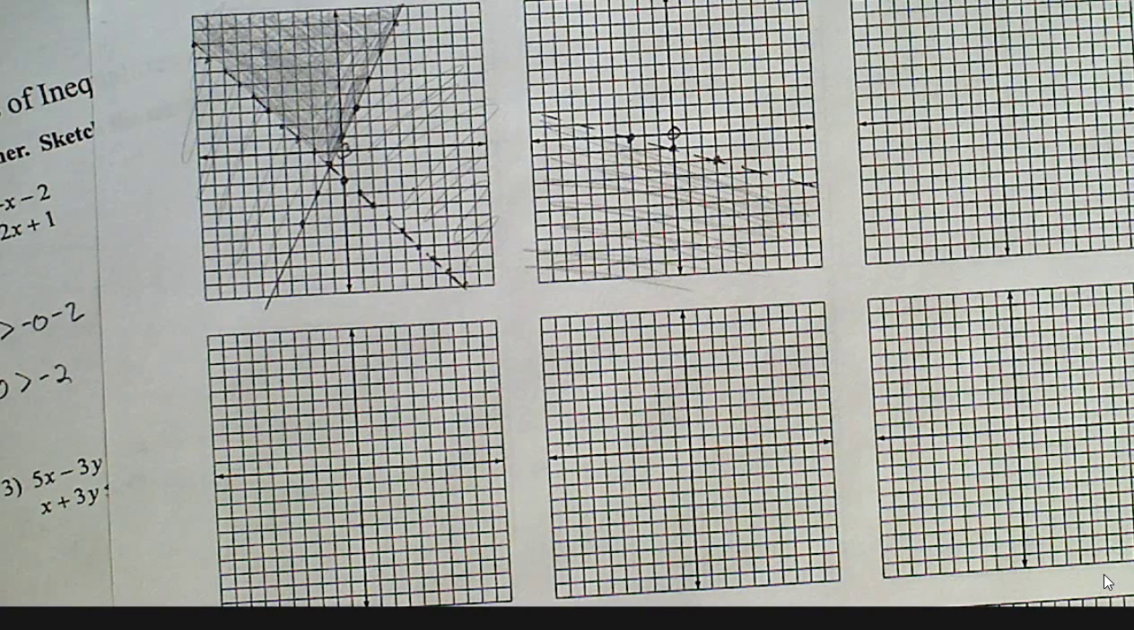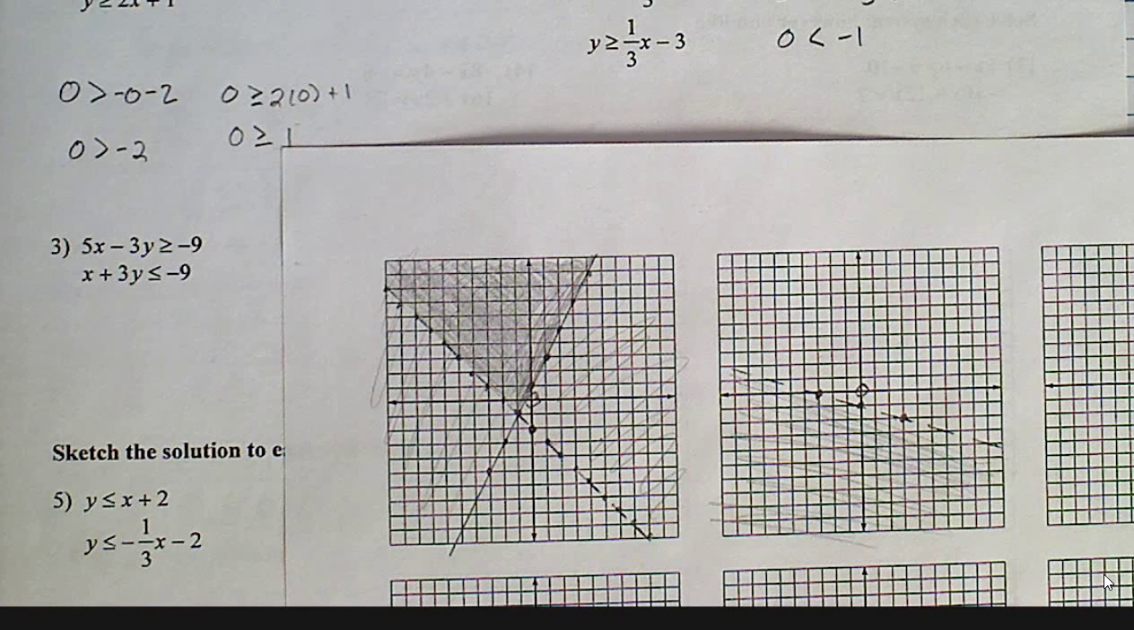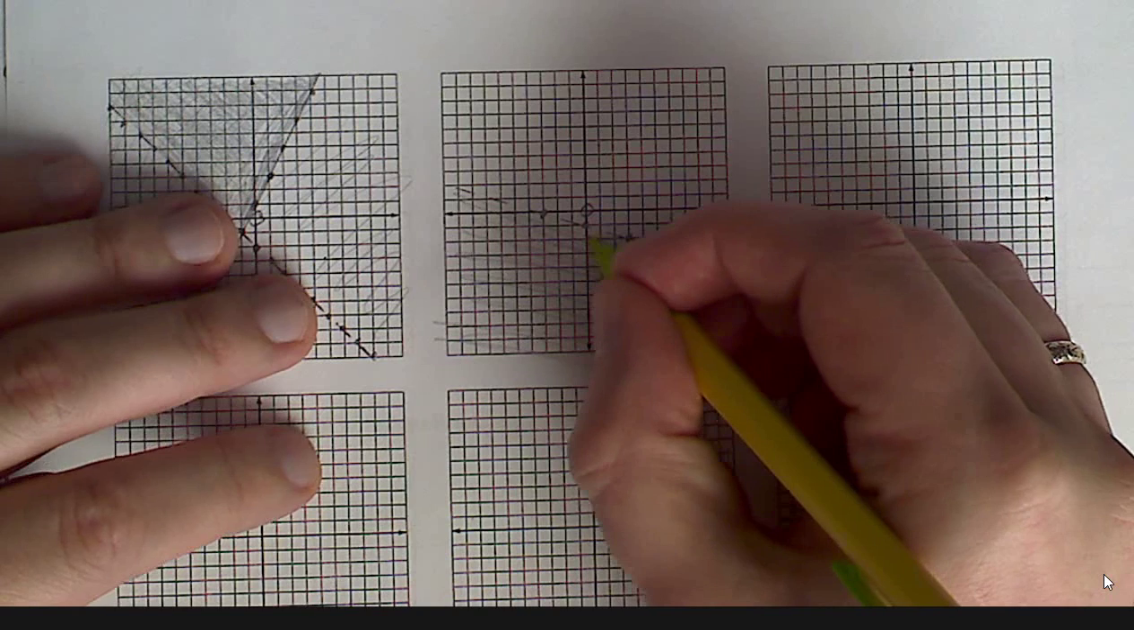Nice. Megan, how do I graph this other one here? Yep. Down 3. 1, 2, 3. And then do what?